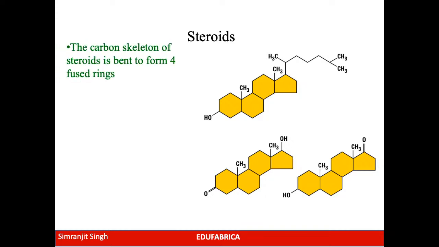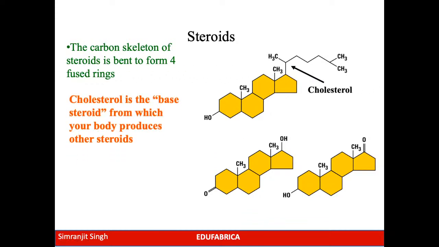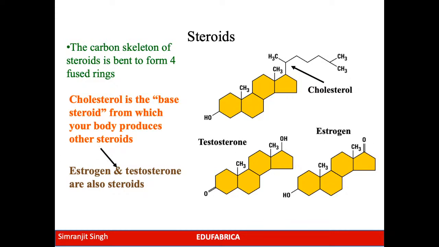Steroids: the carbon skeleton of a steroid is bent to form four fused rings. So 1, 2, 3, 1, 2, 3, 4. So this is cholesterol, the first one, and cholesterol is the base steroid from which your body produces other steroids like estrogen. Testosterone is also a steroid. This is testosterone, this is estrogen, and so on.